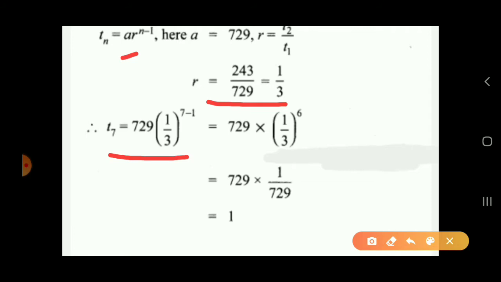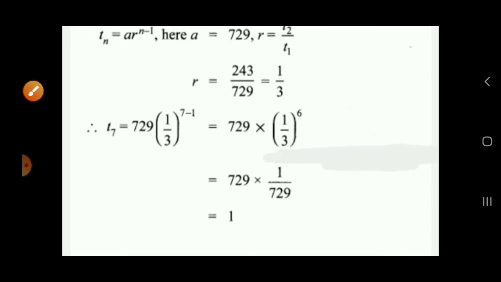N is 7, so 7 minus 1 is 6. 729 into (1 by 3) whole power 6. So 1 power 6 and 3 power 6, which is 729. This 729 and this 729 cancel, so the remaining is 1. So this is the third question. The 7th term answer is 1. So the third sum is over.